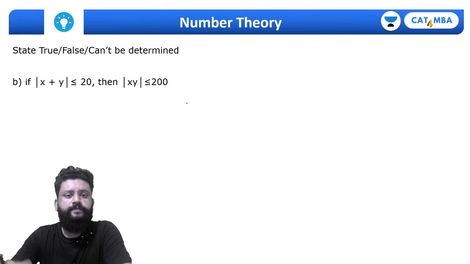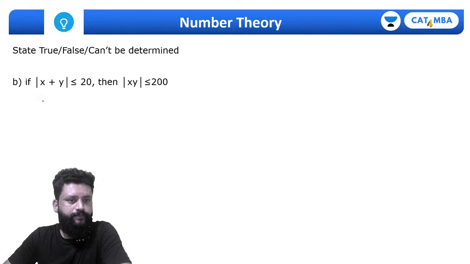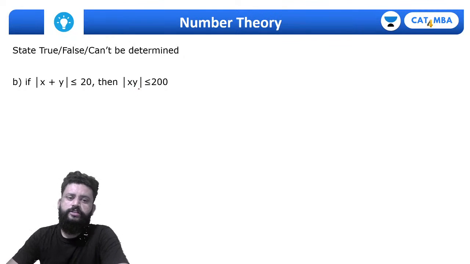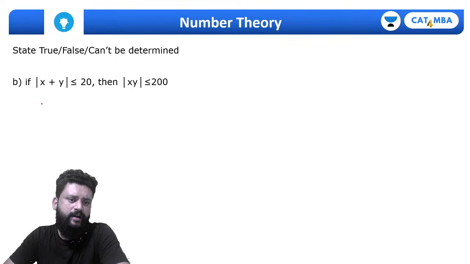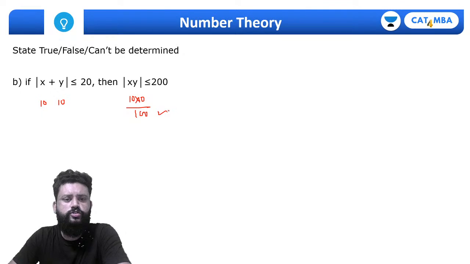Then let's move to the next thing. Again a true false question. If mod of x plus y is less than 20, then mod of x into y is less than or equal to 200. Here the thing is, it looks right because most students try 10 plus 10, so it will be 10 into 10, that comes out to be 100. That looks true, right. If someone tried some other values, we can't go beyond 20. If someone tried 15 and 5, 15 times 5 is 75, it looks true.